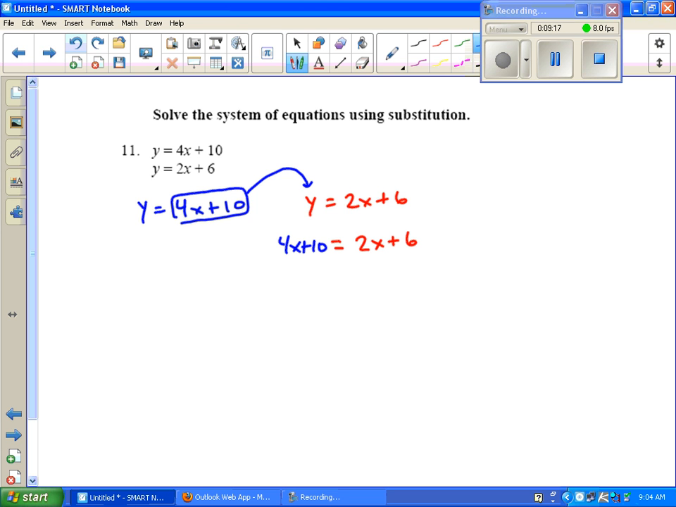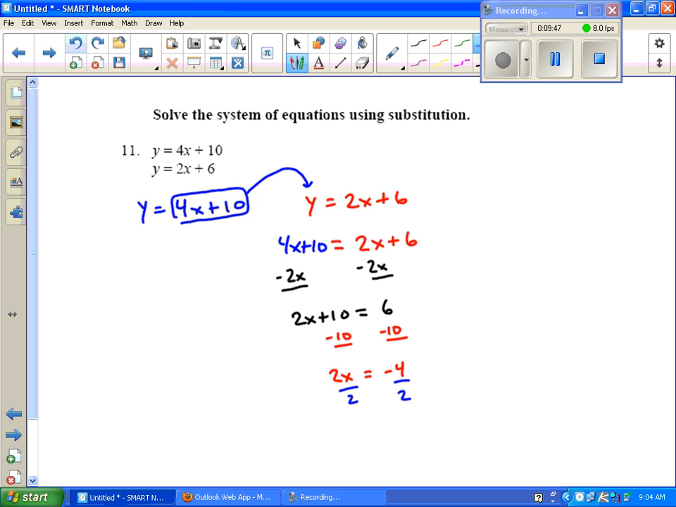Now we have variables on both sides. Put your smaller variable on the same side as your larger variable. 4x is larger, so let's move positive 2x over by subtracting it. Do the same to the left side, and you get 2x plus 10 equals 6. Get rid of positive 10 by subtracting it. Do the same to the other side, and you have 2x equals negative 4, and get rid of 2 times something by dividing it.